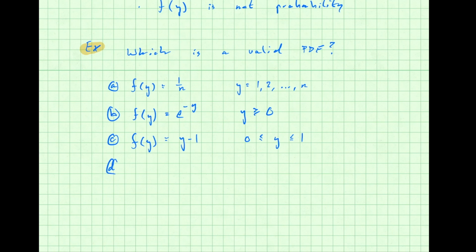D, f of y is y to the minus 3. And we'll say y is greater than or equal to 1. And then for all these things, we'll say 0 otherwise. That's kind of missing in the notes. So all these potential PDFs are 0 for any y that is not specified on the right-hand side there.